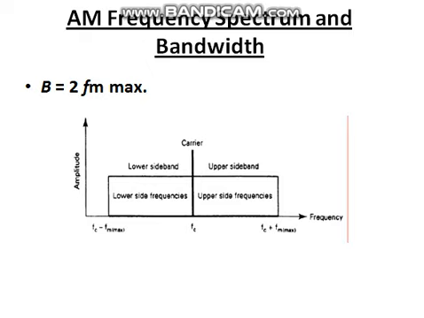So we get bandwidth equals upper sideband minus lower sideband. Upper sideband equals carrier frequency plus modulating frequency, where we get omega_c plus omega_m. And lower sideband is omega_c minus omega_m. When we subtract lower sideband from upper sideband, we get the bandwidth of the AM wave, that is 2 f_m.